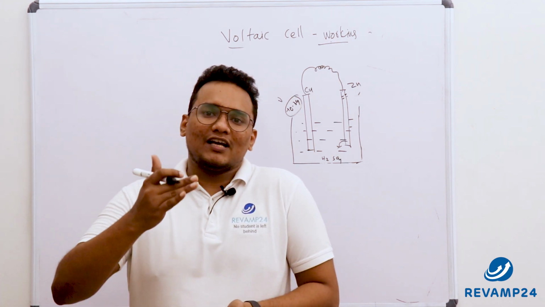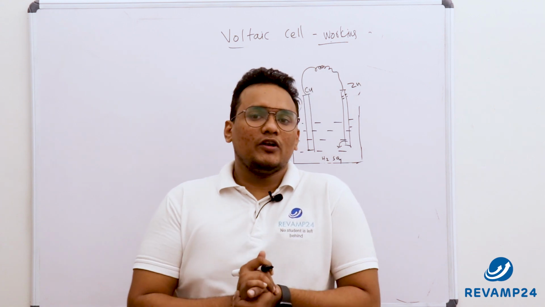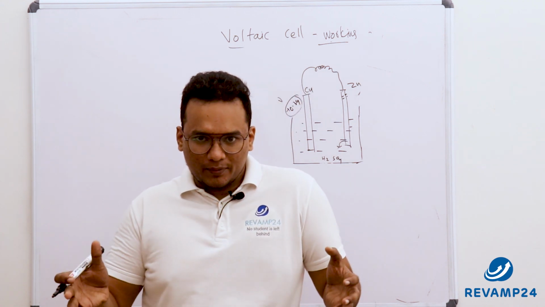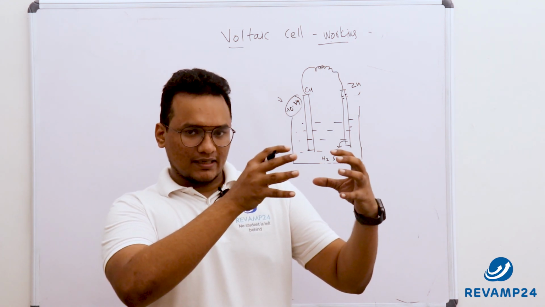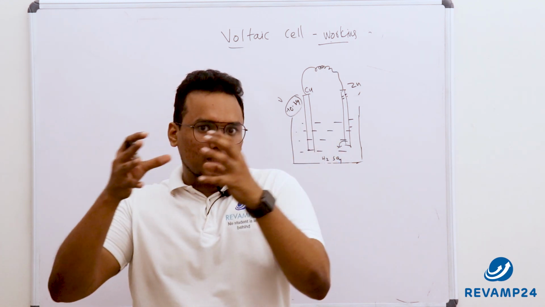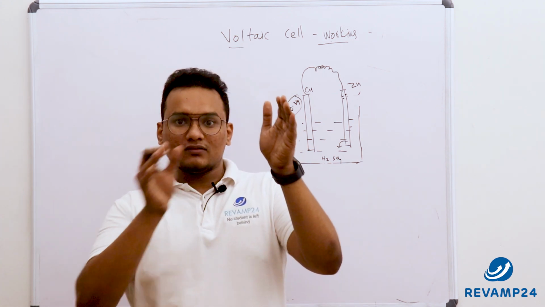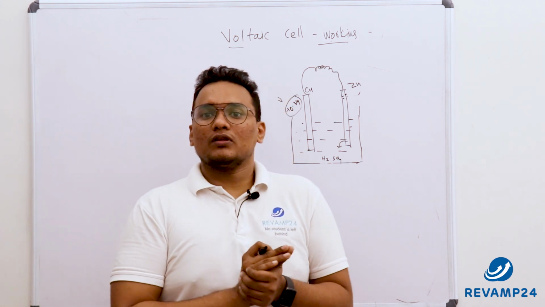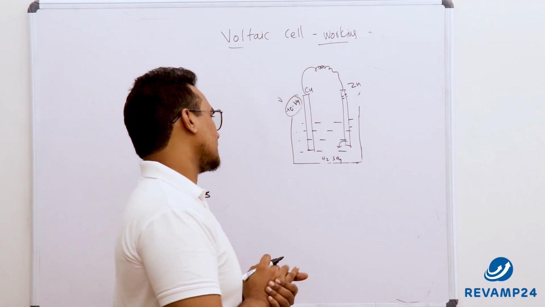In this video, I will explain the working principle of a voltaic cell. In the last video, I explained the principle of the voltaic cell. What is that? A molecule having a certain amount of chemical energy will become a new molecule having lesser chemical energy. Now the difference has been given to the system, right? So that is in the form of electrical energy.